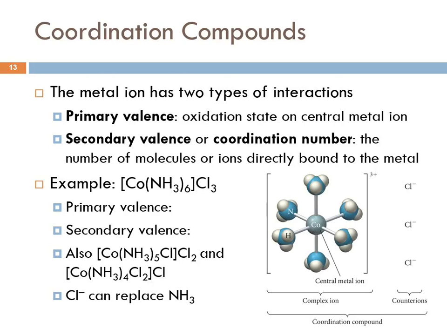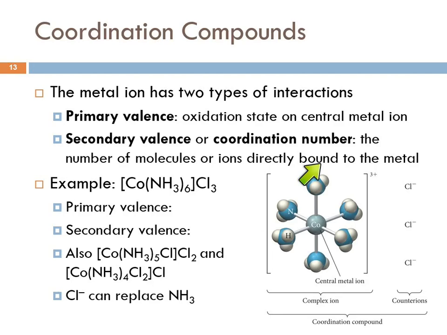So there are 2 types of interactions that the metal has in these coordination compounds. One is called the primary valence. That's the oxidation state on the central metal ion. And then there's the secondary valence, also called the coordination number, which is a lot more descriptive. And that's the number of molecules or ions that are directly bound to the metal.